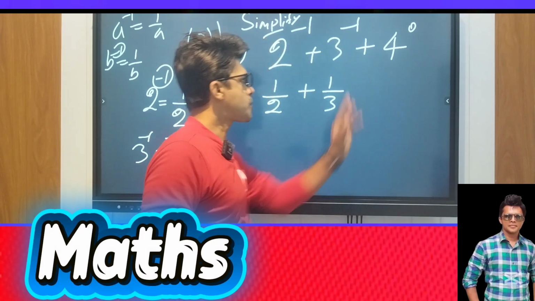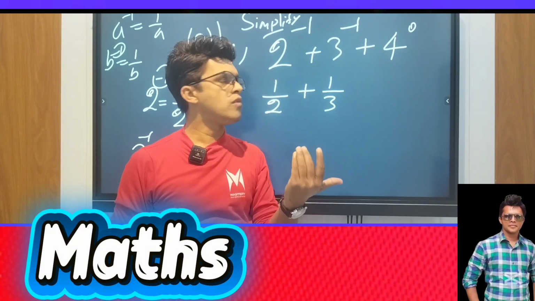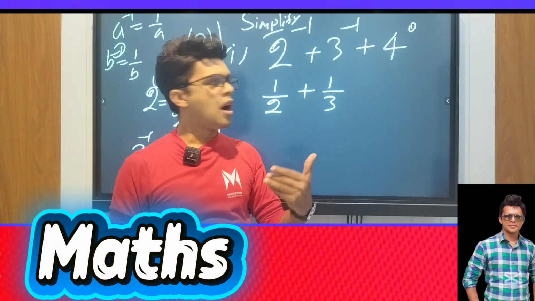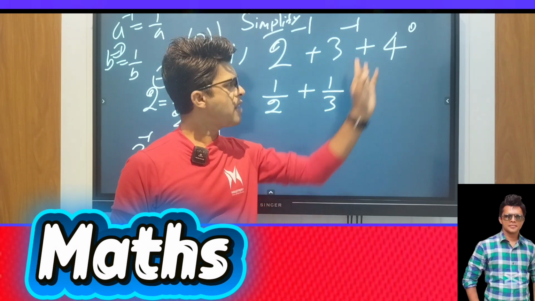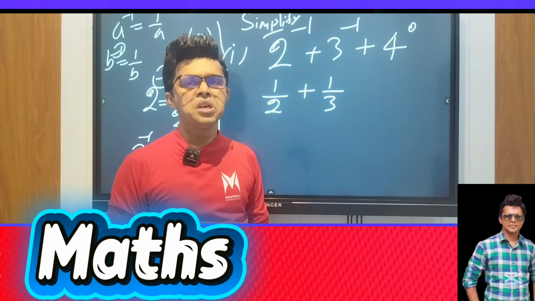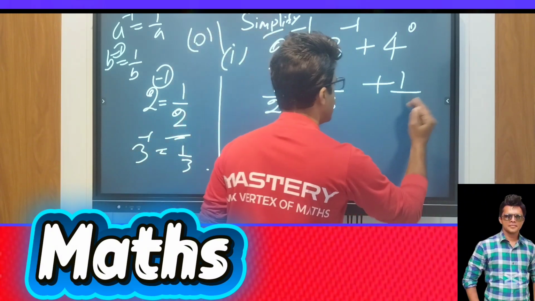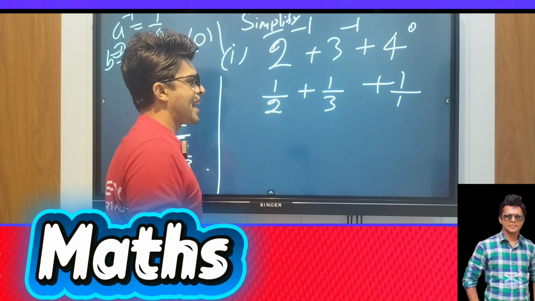Then you know that anything to the power 0 is 1. 2 to the power 0 is 1, 3 to the power 0 is 1, half to the power 0 is 1. We do not take the base as 0. Here 4 to the power 0 equals 1, and that 1 means 1 over 1.